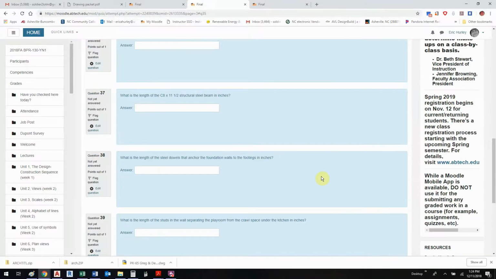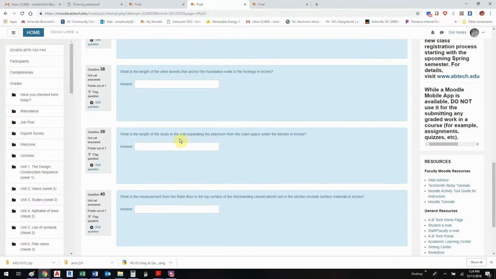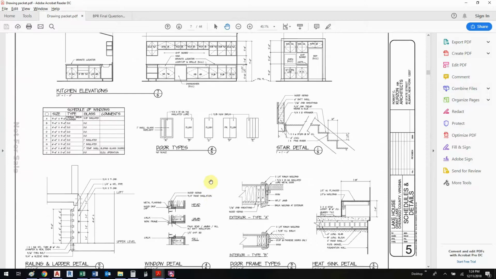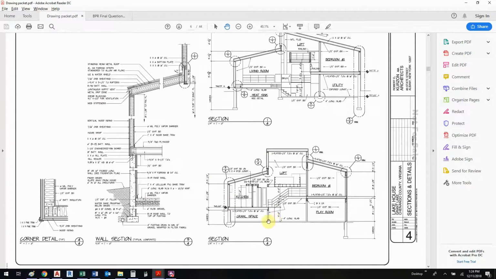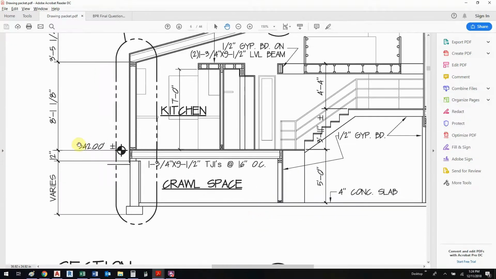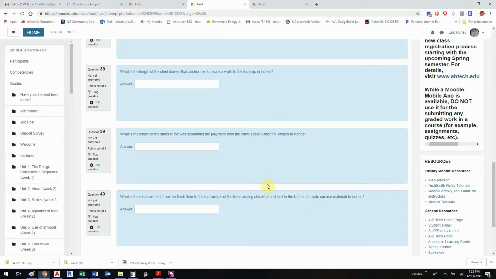39. What is the length of the studs in the wall separating the playroom from the crawl space under the kitchen in inches? Again, pretty much the same scenario, but you'll need to look at this detail and ignore this completely, because we have 9.5 inch TJIs here and 3/4 inch top subfloor. That does not equal 12 inches, so this is wrong. You need to subtract all of this to find these studs. Again, you're going to cut these studs out right here. What is the length of those studs?